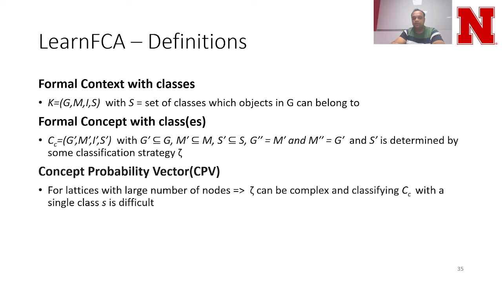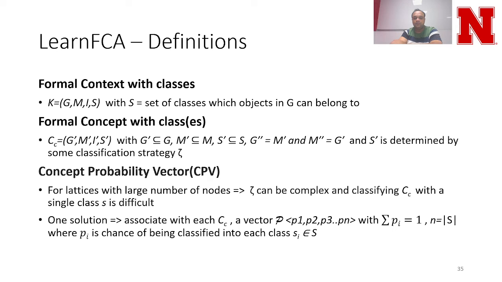We also defined a concept probability vector, which means a probability vector that we can assign to each concept. The idea here was that for lattices with a large number of nodes, using a classification strategy to define a single class or just a few classes can be difficult. So that's why we had a vector for each concept, wherein the values corresponded to all the classes, and we could have a fraction of each class for all the concepts. So we have a probability vector p1 to pn, where n is the number of classes, and each pi says how much of the particular concept belongs to that particular class, so the chance of being classified to each class.